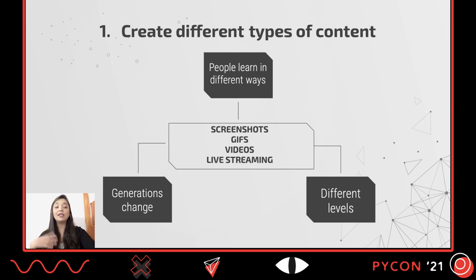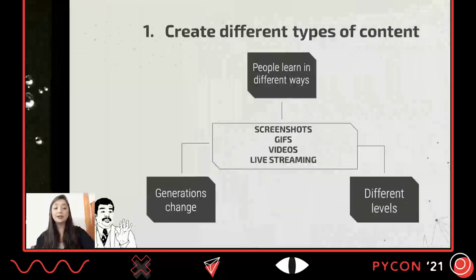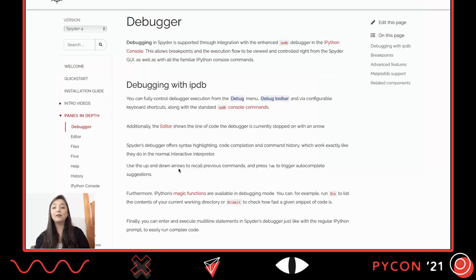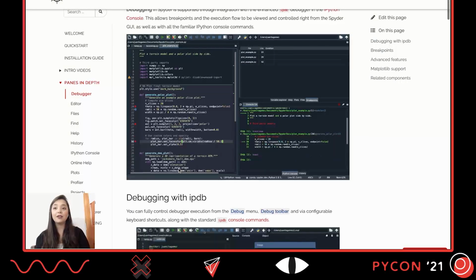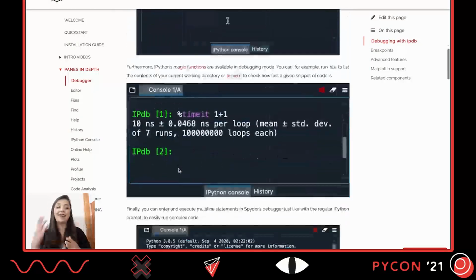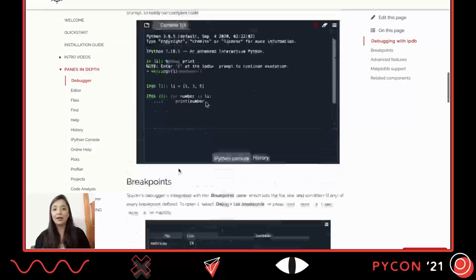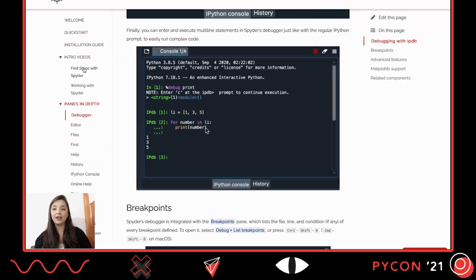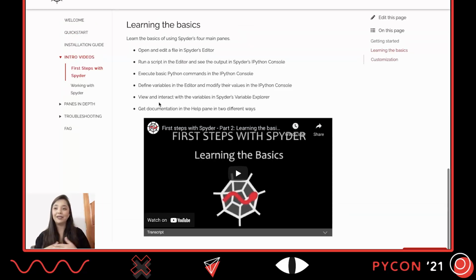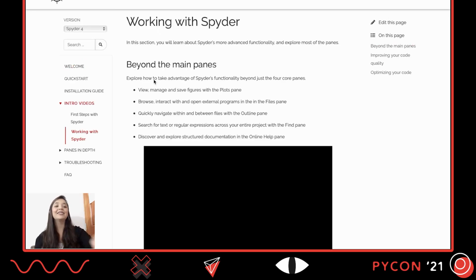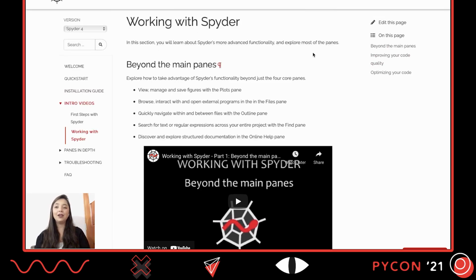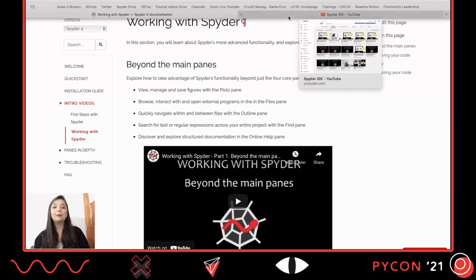So how did I do this? In Spyder's documentation, we currently have these pane descriptions, and I added a bunch of GIFs and screenshots for them as visual aids, to try to explain the same reading content more easily and in different ways. I also added these videos that I was talking about, and they are divided into levels. There's a basic level, an intermediate level, and in the future I hope to have an advanced level.